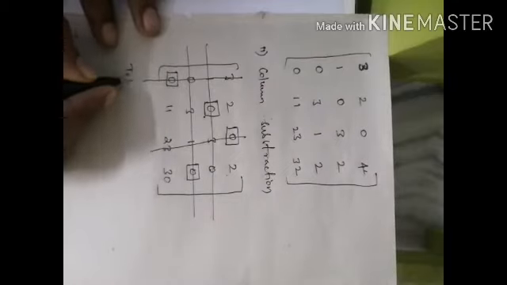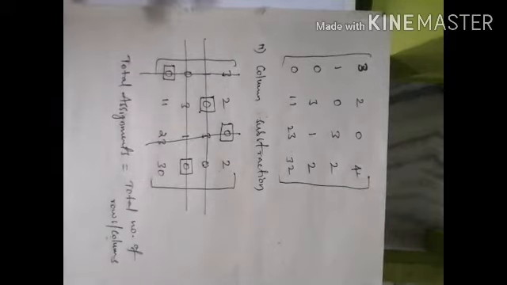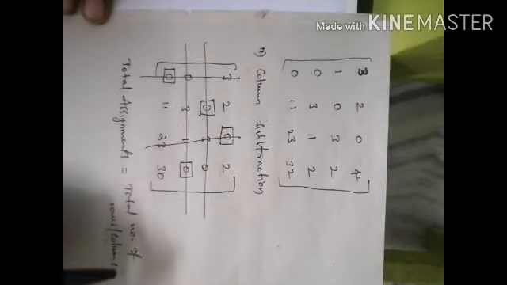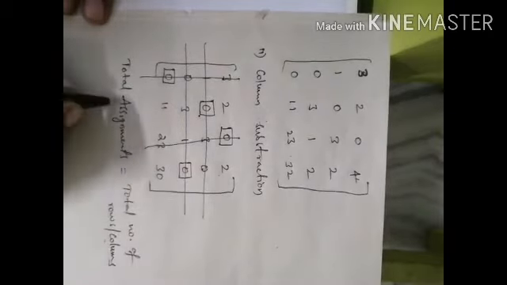So the next step is we need to check what the condition is: total assignments is equal to the total number of rows or columns. Total assignments means whatever rectangles we are allocating with zeros, these are the assignments, right? These should be equal to the total number of rows or columns. This condition should be satisfied.